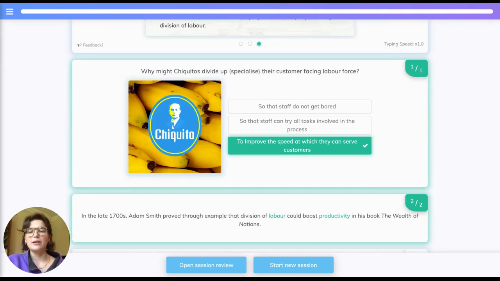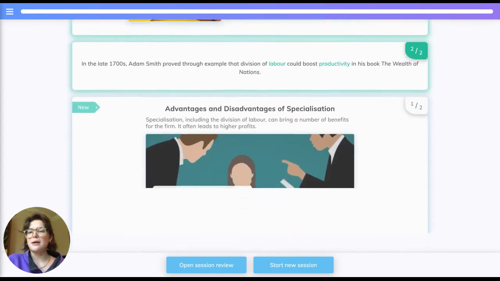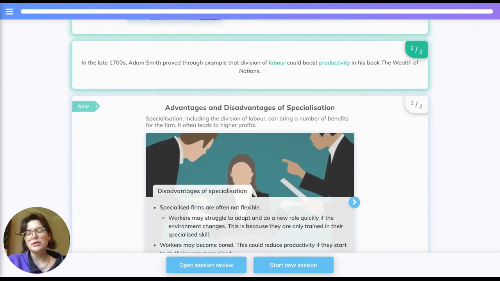If we consider restaurants such as Chiquitos and why they might specialise their labour, it is because this improves the speed at which they can serve their customers. And this idea was first posited by a man called Adam Smith, who wrote the book The Wealth of Nations.